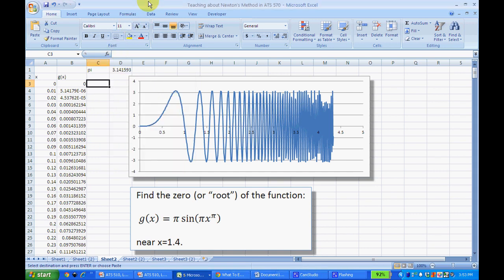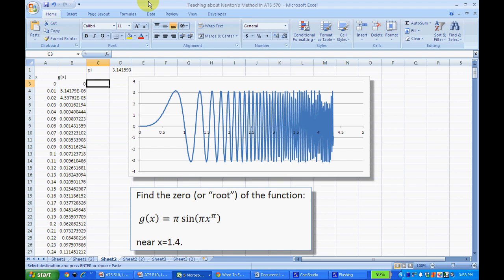Okay, atmospheric science students, here's the second of the three little videos that I'm going to be making for you with regard to demonstrating Newton's method on an Excel spreadsheet. Here I'm going to have you find a root or zero of the function g of x equals pi sine of pi x to the pi power.